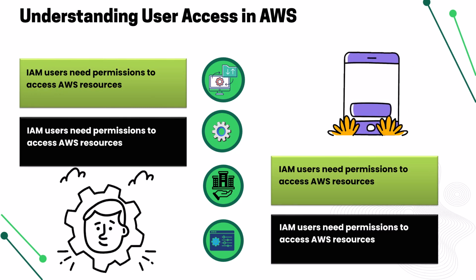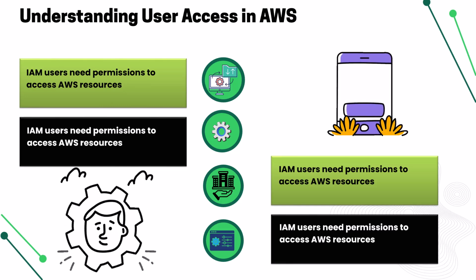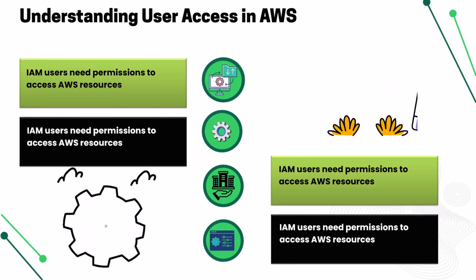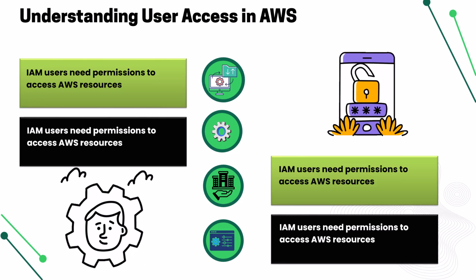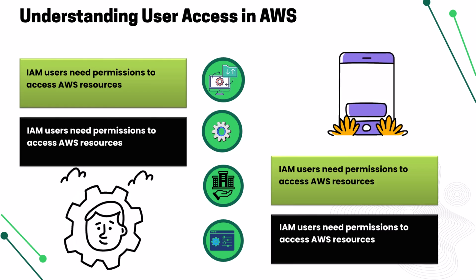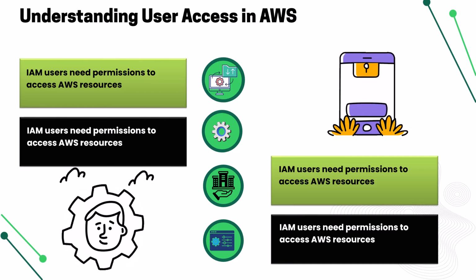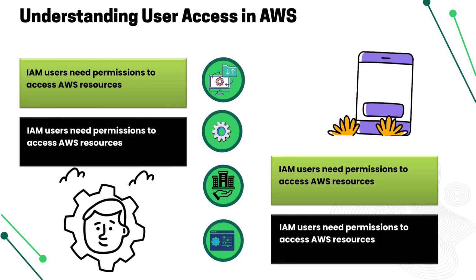IAM users don't automatically get access to everything. They need permissions. These permissions come from policies, which are like rule books for what users can and cannot do. To make life easier, we group users together, because managing 100 individual users is like herding cats. And finally, roles help restrict access, ensuring that only the right people have the right permissions. No accidental "oops, I deleted production" moments.